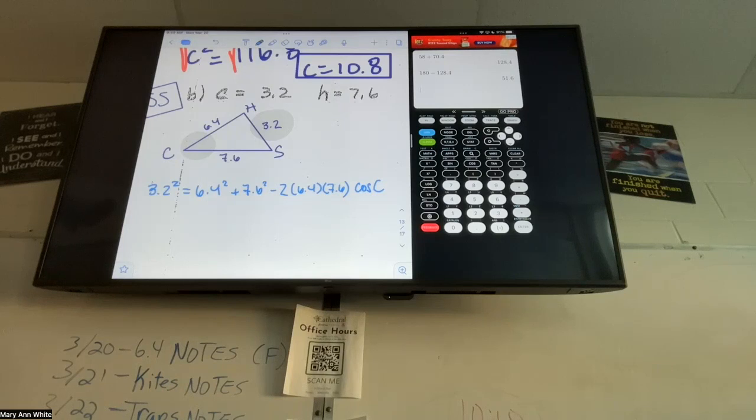All right, now let's start simplifying. I'm going to do all my squares, and then I'm also going to do this negative 2 times 6.4 times 7.6. I'm going to have all of those separate. So 3.2 squared is 10.24. 6.4 squared is going to be 40.96. And 7.6 squared is going to be 57.76. And 2 times 6.4 times 7.6.